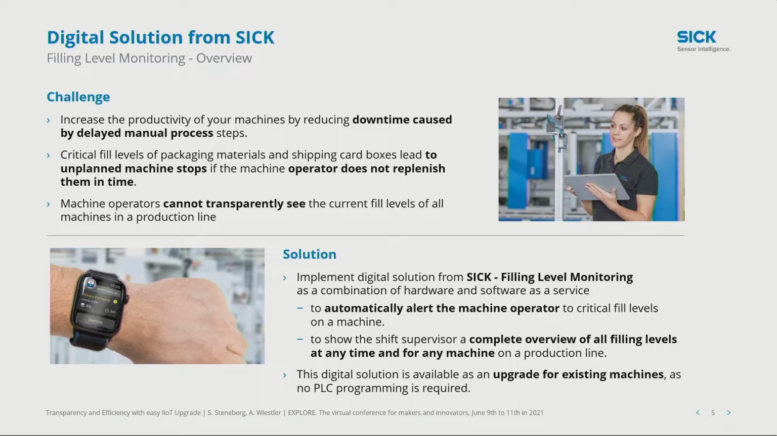Now we are talking about the solution filling level monitoring, which is a combination of devices and software as a service as it is hosted on the cloud platform. We are automatically alerting the machine operator with critical filling levels of the machine. And we want to show the shift supervisor the complete overview of all filling levels in the facility. That means for all machines. The digital solution is available to be installed as an upgrade on existing, already actively working machines in your operations.